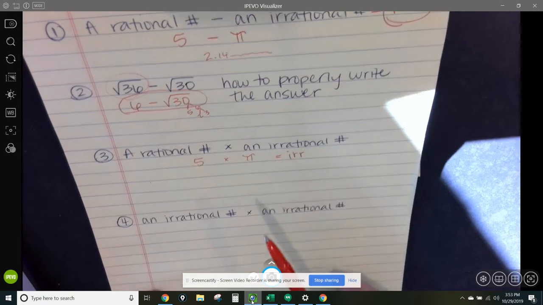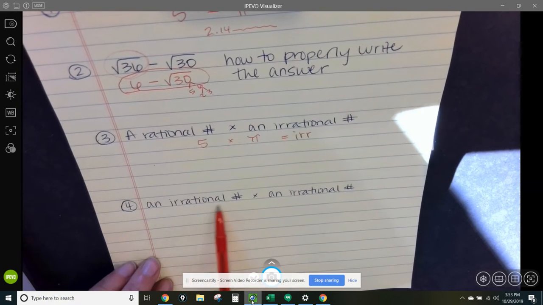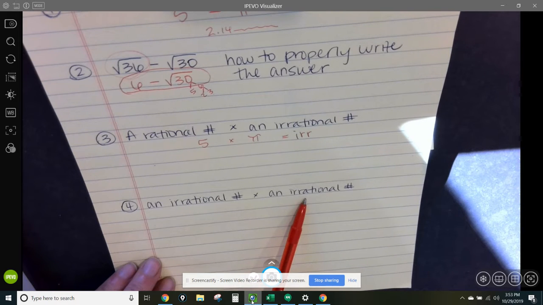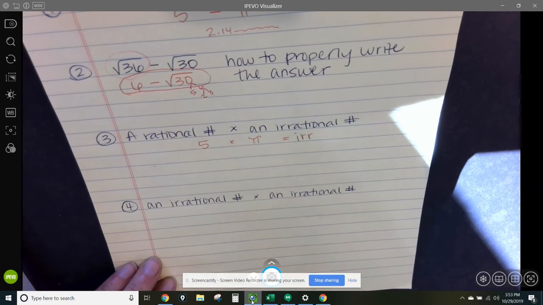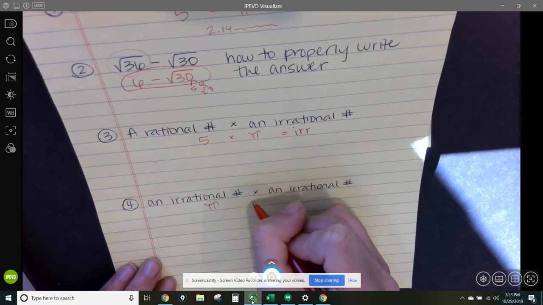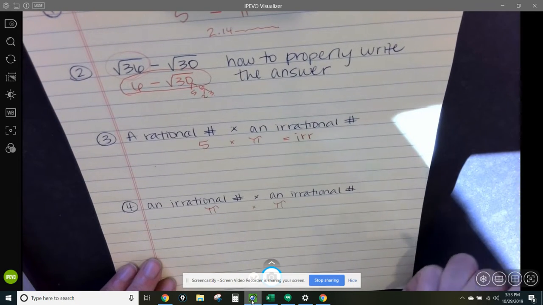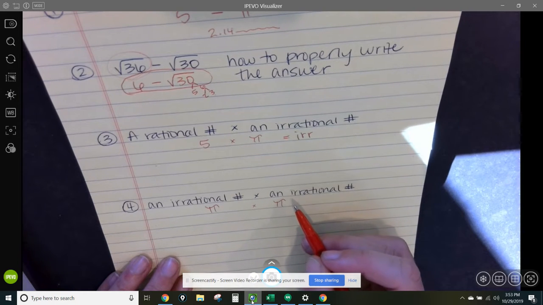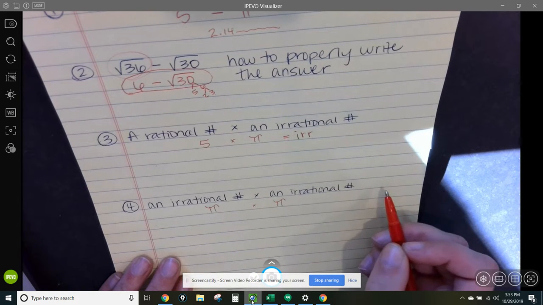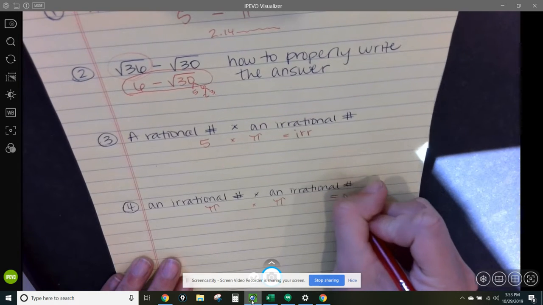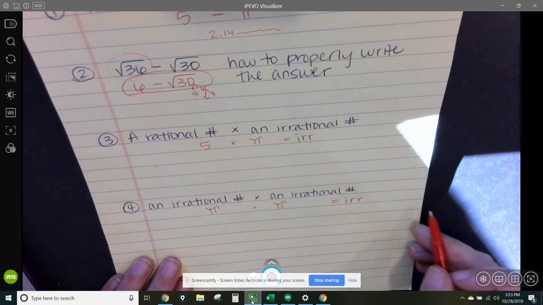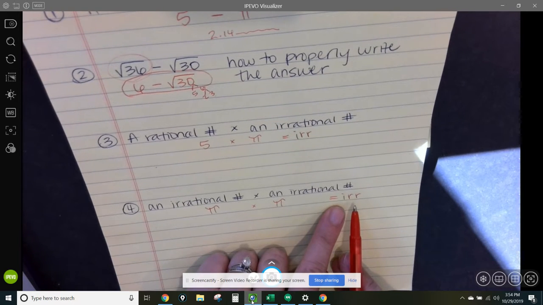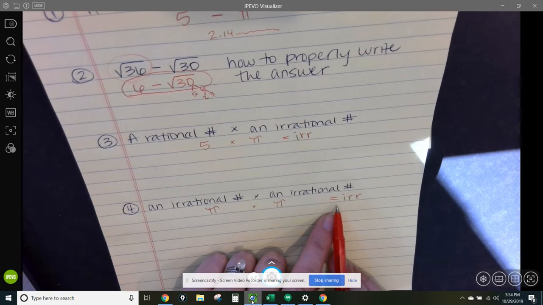Okay. Number 4, if we have an irrational number times another irrational number, what happens there? Let's just use pi. If I had pi times pi, 3.14 not repeating, but going on, times another 3.14 and so on. Guess what? It's still going to be irrational. It's going to be just this long, never-ending decimal. But now you want to think. I know it can be irrational, but is there any way to make it rational?